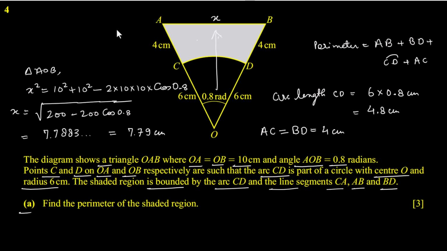To 3 significant figures, this is going to be 7.79 centimeters. So finally we can write the perimeter, because the perimeter is the sum of all these numbers. So this is 4.8, which is CD, and then BD is 4, then AB we got as 7.79, plus again 4. If we add them all, we get 20.59 centimeters, or to 3 significant figures, 20.6 centimeters. So that's the perimeter for the shaded region.